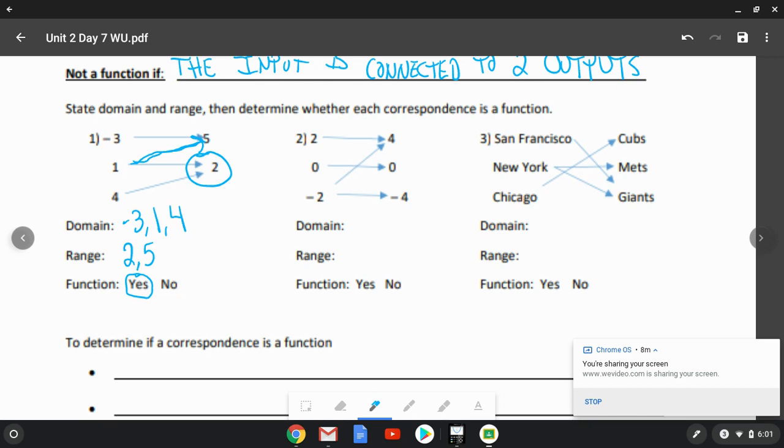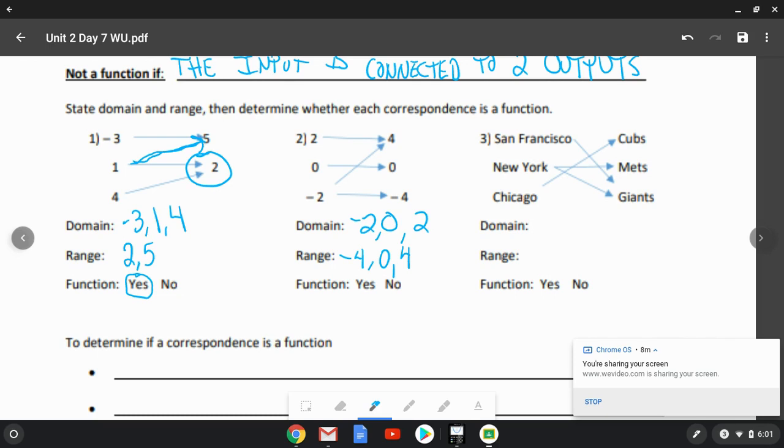So let's take a look at number 2. Number 2's domain are all of my inputs, or x values in this case. We start with -2, 0, and 2. Those are all my inputs. My range are all my values on the right side. So we have -4, 0, and 4, and that's in numerical order from smallest to biggest.